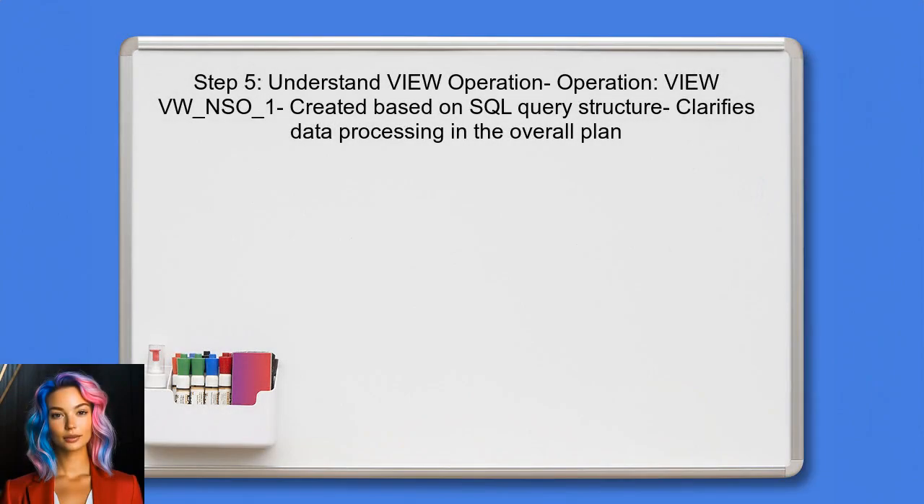Finally, the user should look at the view operation, specifically VW_NSO_1. This view is created based on the SQL query structure, and understanding its role helps clarify how the data is being processed in the overall plan.